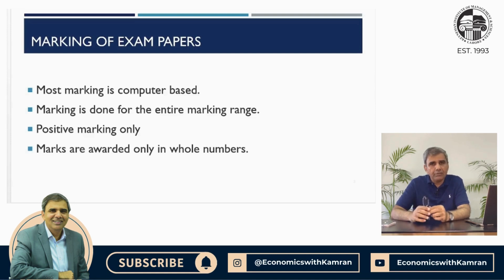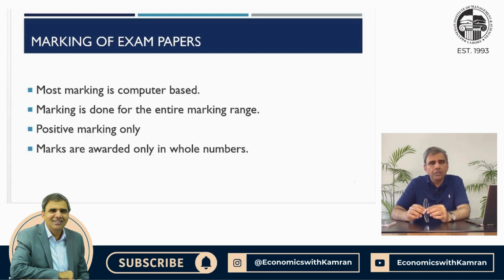Marking is done for the entire marking range. So if there is an exam paper which has a total of 90 marks, you can be awarded a total of 90 marks, and some other student may be awarded only a 0 if he or she has not written anything that is worthy of credit. So 0 marks can be awarded and full marks can also be awarded.